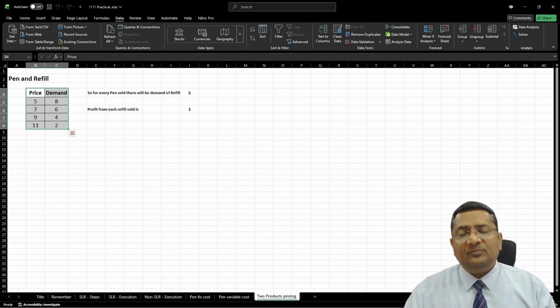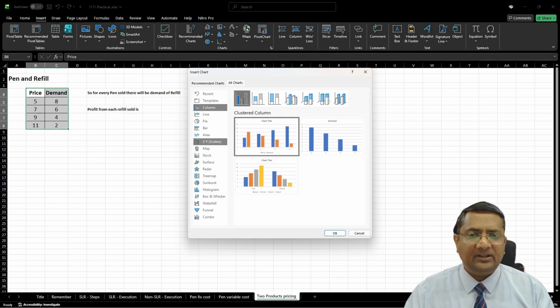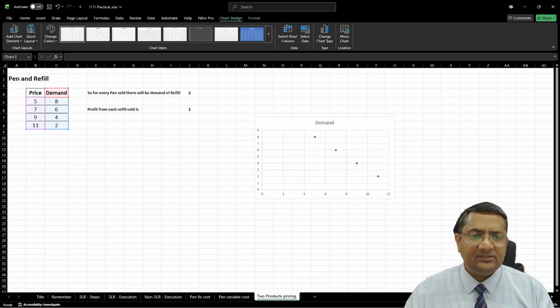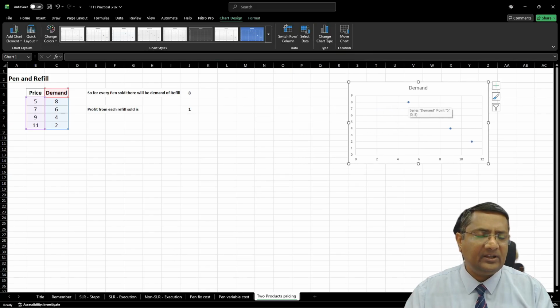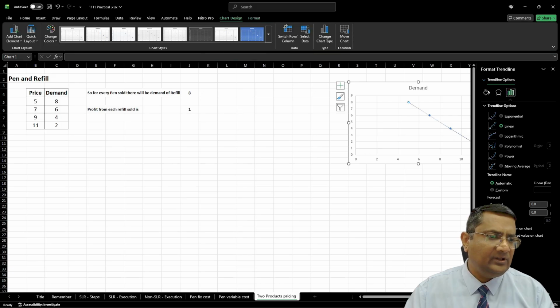So first thing first, price. We will find out the relationship. How? Insert, chart, then scatter plot. Okay, demand. Okay, so we got this. Now what next? We have to fit a trend line here. Click on this dot, add a trend line. You will get this. So linear is fit. So display just equation and then close it.